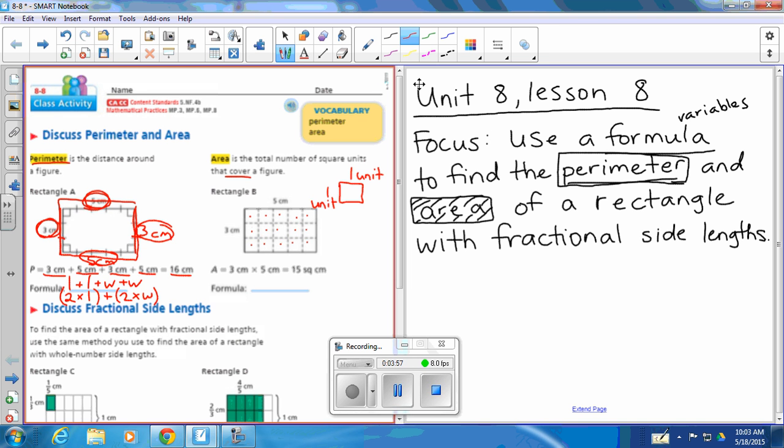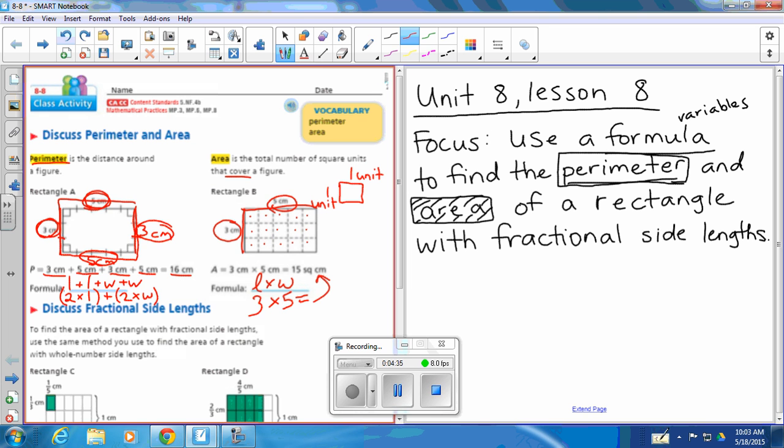Okay. So coming over here for area changes up a little bit because we're no longer worried about the distance around the figure, we're worried about the space inside this figure. Okay, so here we have a side that is 3 centimeters, and then we have a side that is 5 centimeters. So we know area equals length times width. And so we just take the information that we have and fill in for those variables. So the length is 3, the width is 5, and that leaves us with 15.